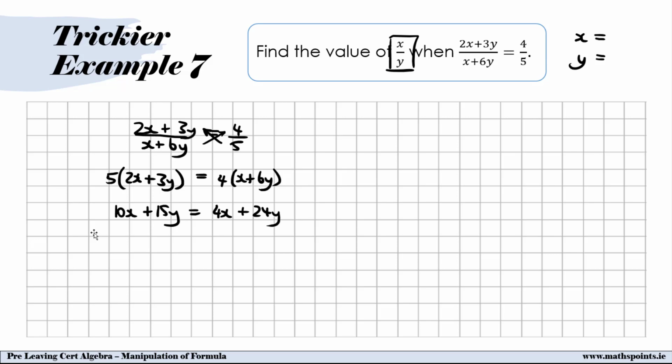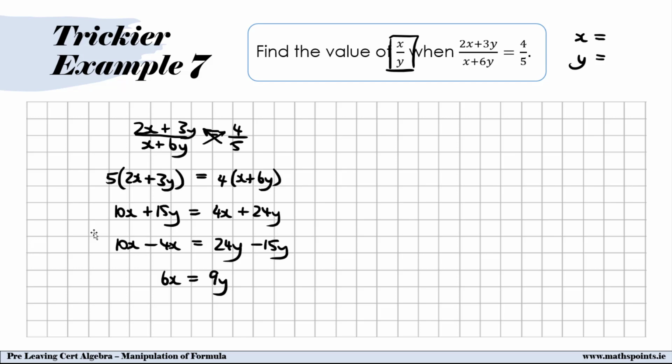I'm going to collect the x terms on the left hand side of the equation, so 10x, and then to get rid of the 4x on the right hand side, I'm going to subtract the 4x from both sides. And I'm going to collect the y terms on the right hand side of the equation, so 24y is already on the right, and then to get rid of the plus 15y on the left, I'm going to subtract 15y from both sides. Simplifying this further, we have 10x minus 4x is 6x, and we have 24y minus 15y is 9y.